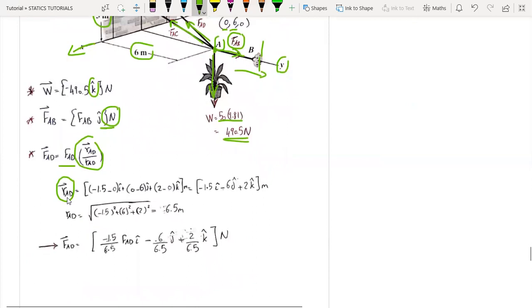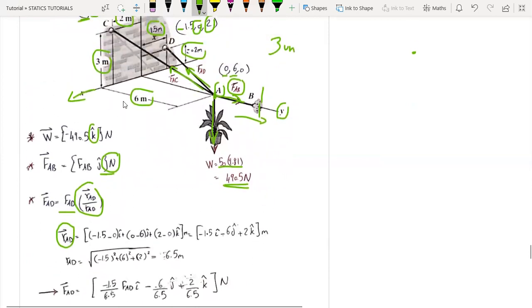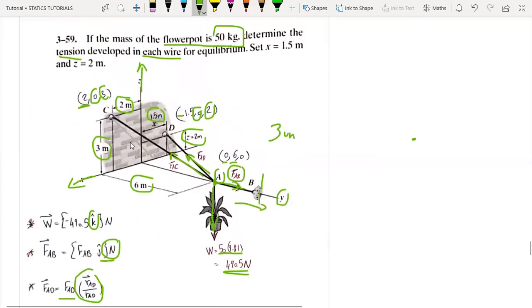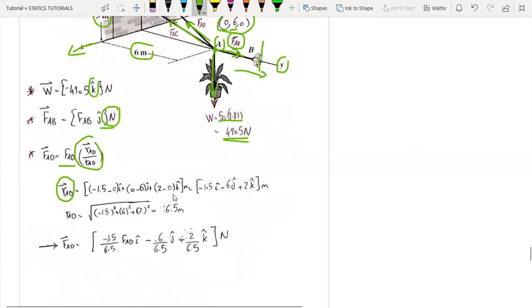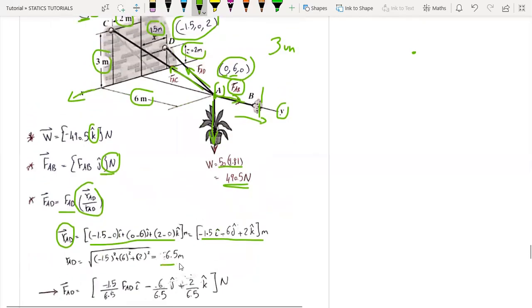So we are starting with r_AD, so the coordinates of point D minus the coordinates of point A. So minus 1.5 minus 0 i hat, plus 0 minus 6 j hat, plus 2 minus 0 k hat. It will be in meters. The magnitude we will find to be 6.5 meters.